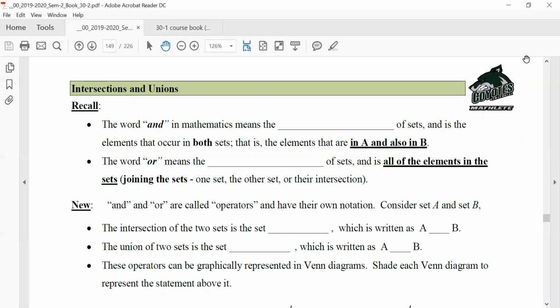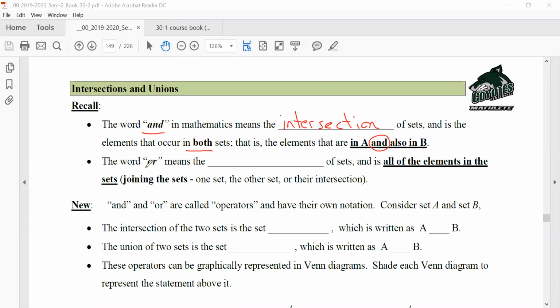Now, let's take a peek here. What we're working with today, we're just going to take Venn diagrams just a little bit further, not much. So let's just go back and review the last lesson. The word "and" in mathematics means we're looking at the intersection of the sets. And what I really need you to know is that's the elements that occur in both of the sets, the elements that are in A and also in B.